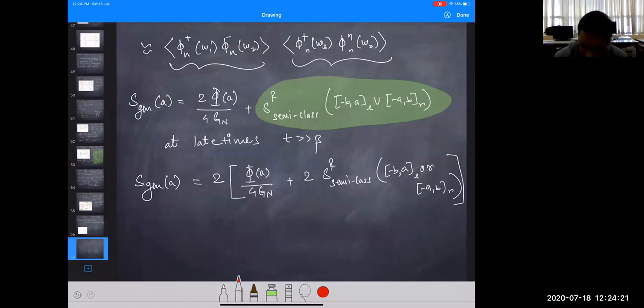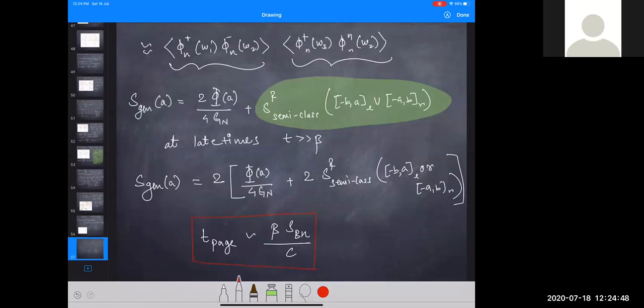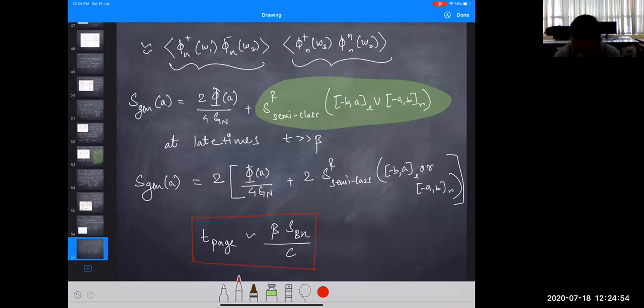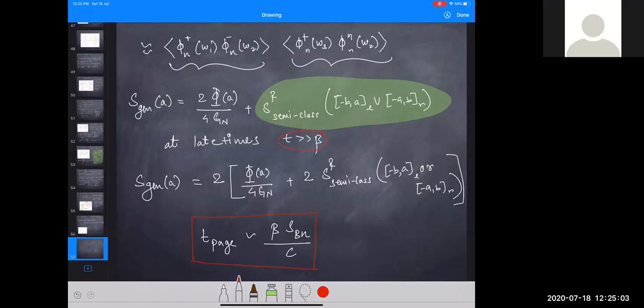But let me tell you the time scale at which the exchange happens. The page time, where the actual exchange should happen between S generalized null and S generalized A, is this. So the page time is really beta times S Bekenstein-Hawking divided by C. This is the time when you have the switch over from the null set to the A extremal. Yes, exactly. But the formula that we are writing down is only valid in this region, so probably it's valid much later than the page time. Right, that's true.